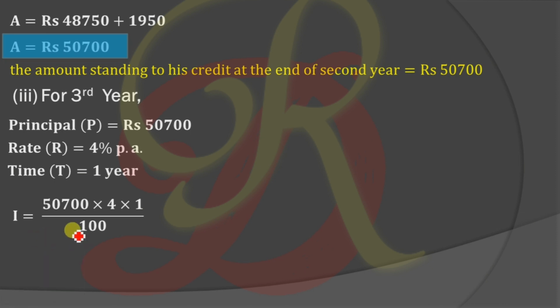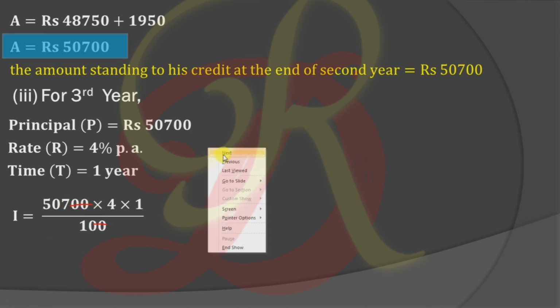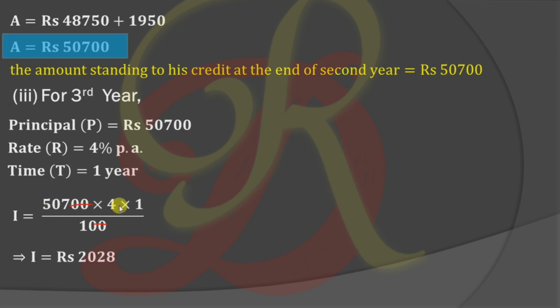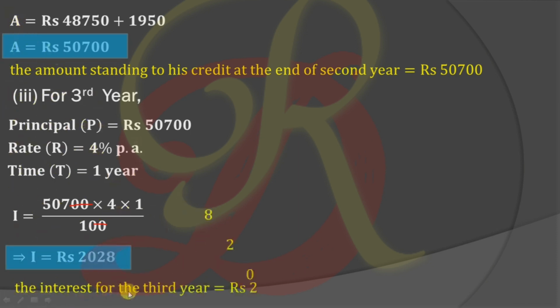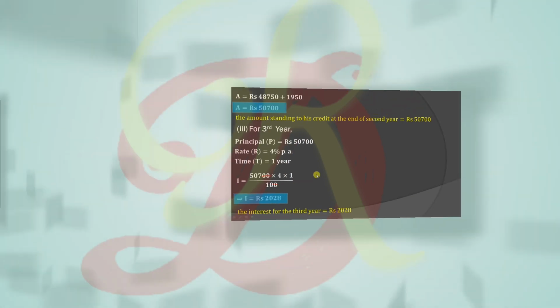Now here very simple calculation, 2 zeros will get cancelled. So 4 into 507, 4 7s are 28, 5 4s are 20. So this is a final answer. The interest for the third year is equals to 2028 rupees. We just need to calculate interest only. So this is your final answer.